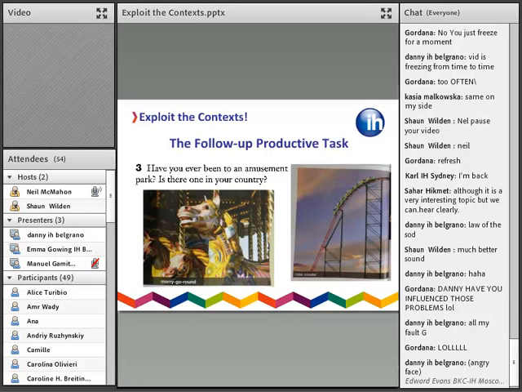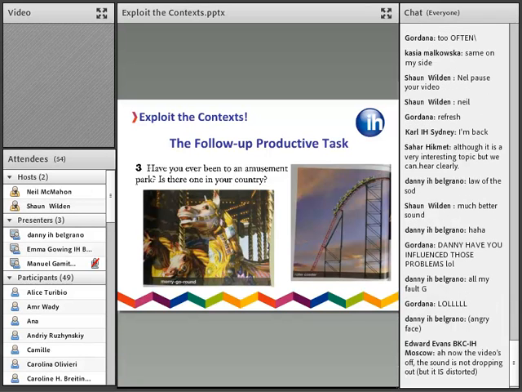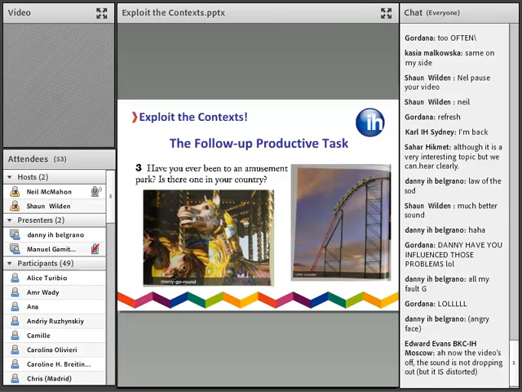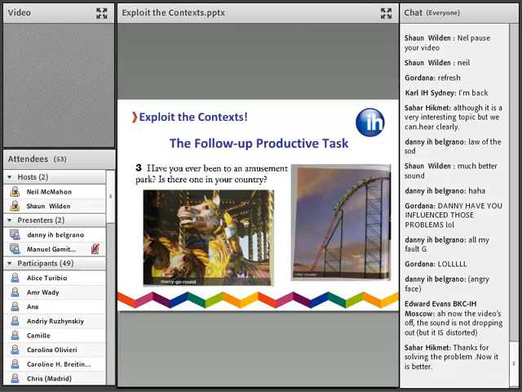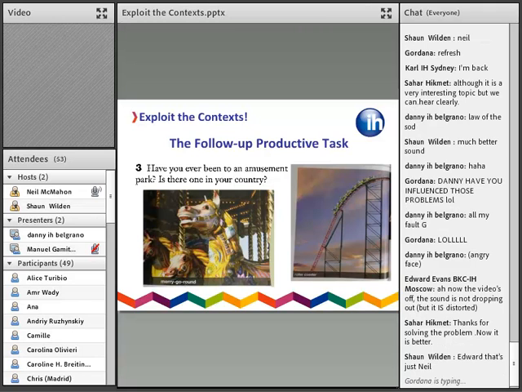I don't know if the sound is fluctuating from my... Is that any better? If you can hear me. Maybe I'm just talking too quickly for the technology. Trying to get through the time.